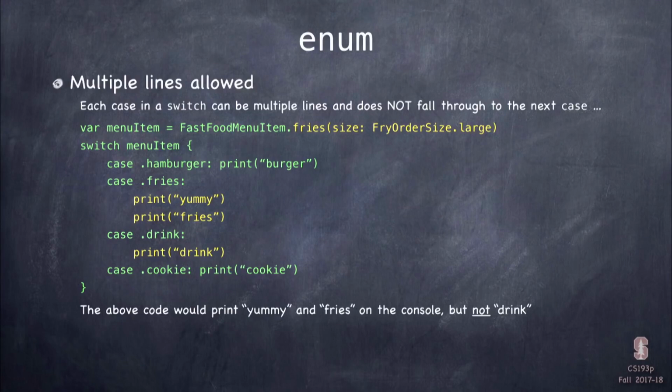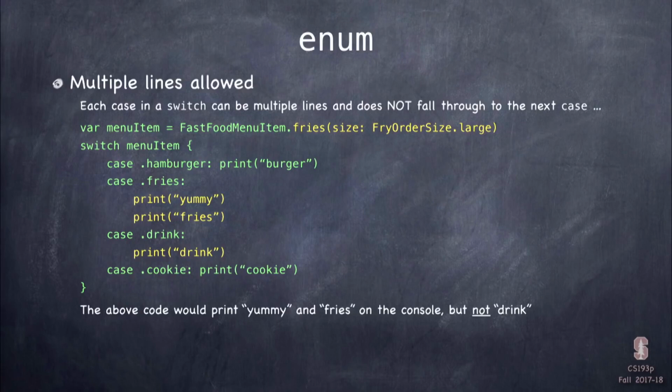And there's no fall through. So in this case, I've got fries. You see up there at the top, large fries there. And so this code would print out yummy fries, and that's it. So I have multiple lines of code in there under fries, 2 lines of code, and it does not fall through and do drink like in other languages. In C, things fall through in switch, but they don't fall through here.